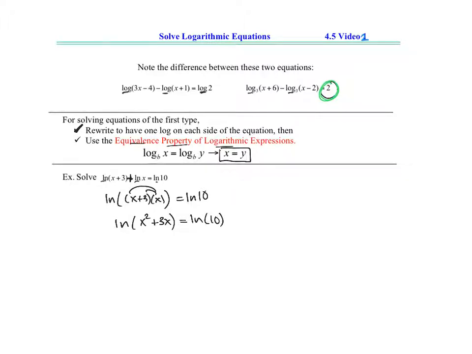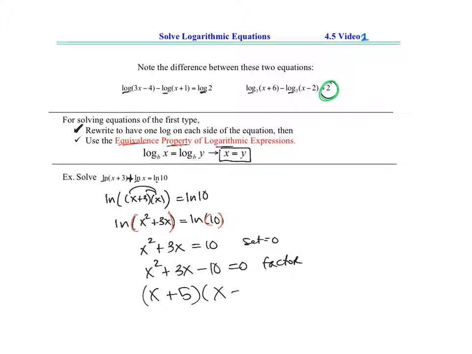In order to make that equation true, these arguments, the thing I'm taking the log of, have to be the same. So that's the equivalence property. So using that, I would get x squared plus 3x is equal to 10. And then this is a quadratic equation, so I would set it equal to 0. And then just go ahead and factor and solve for x. Let's see, x plus 5, x minus 2. And then using the zero product property, I would get x equals negative 5, and then x equals 2 from here.